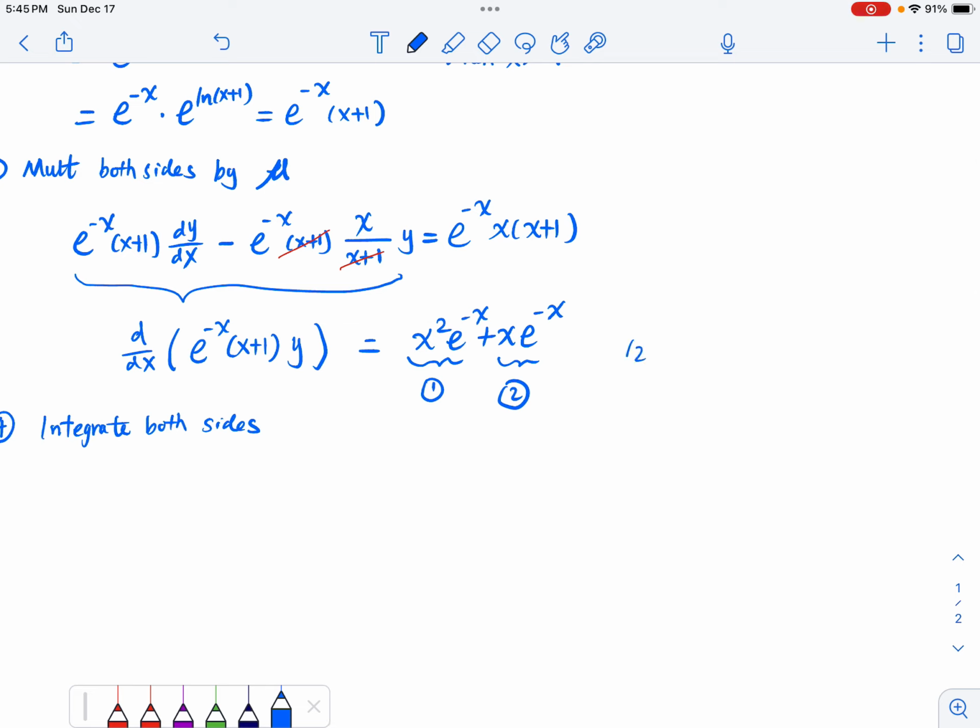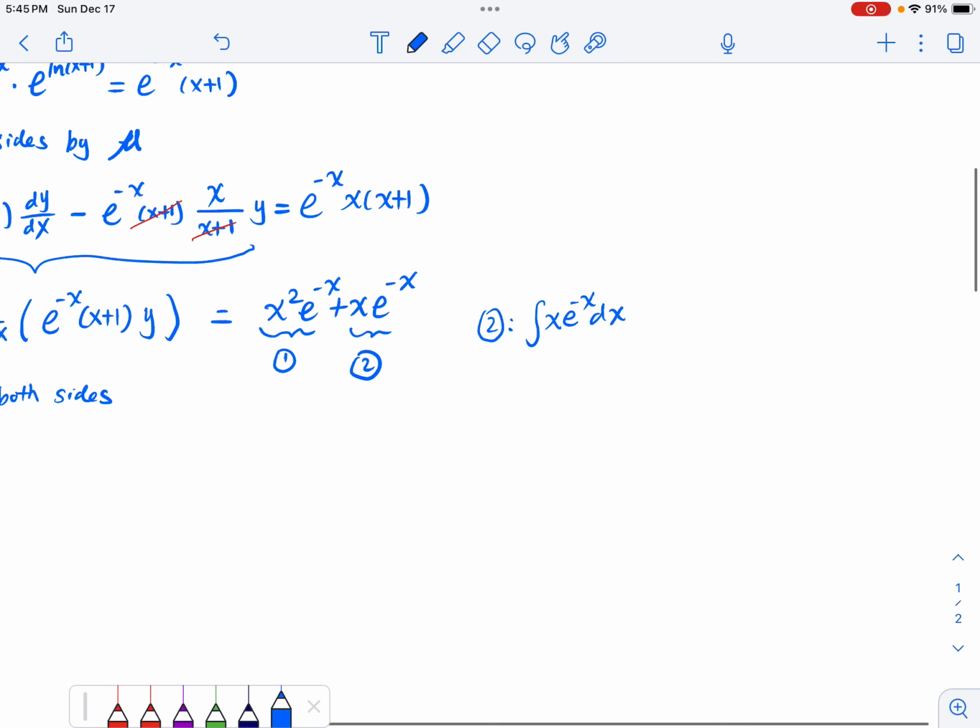So for the second part, okay, when I integrate x e to the negative x dx, I have to do the integration by parts. So in this case, let's call u as x, dv as e to the negative x dx, and then du will be dx, right? And v is negative e to the negative x. So just find the antiderivative of this guy, this is your v.